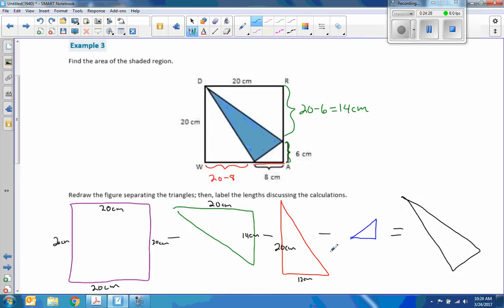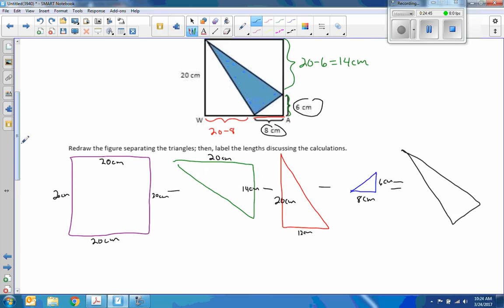And now we're looking at this tiny little blue one, and they gave us the two sides right there. So this is 8 cm, and this is 6 cm. Okay, so we got everything all labeled up. Now I need to solve this. Let's start with finding the area of this. The area equals length times width, or actually this is a square, so how about I just do area equals side squared. So the area equals 20 centimeters squared. So the area is 400 centimeters squared.